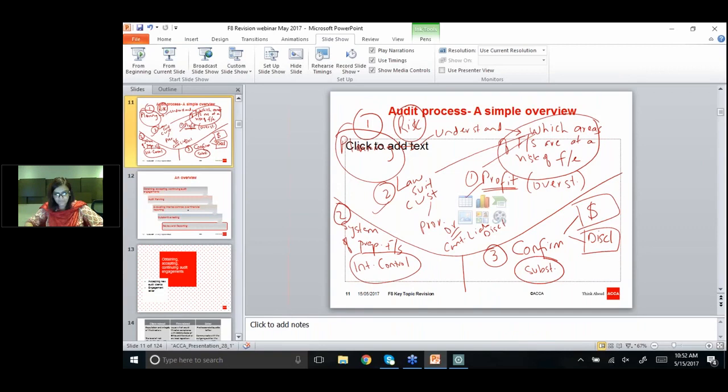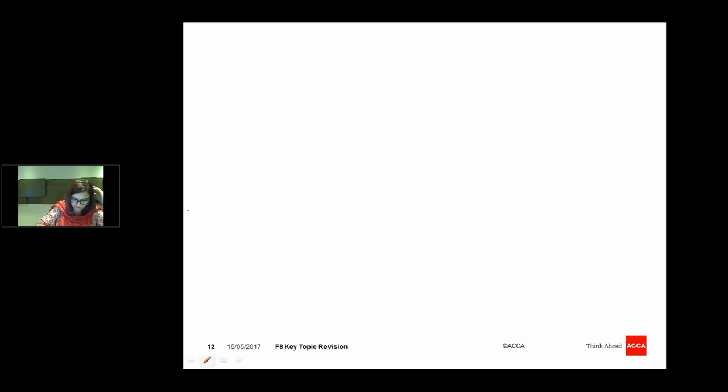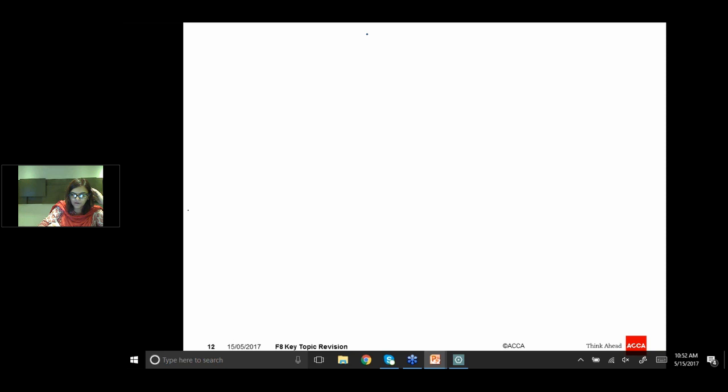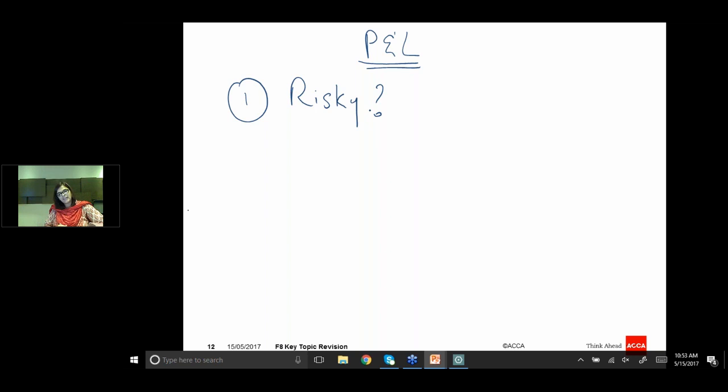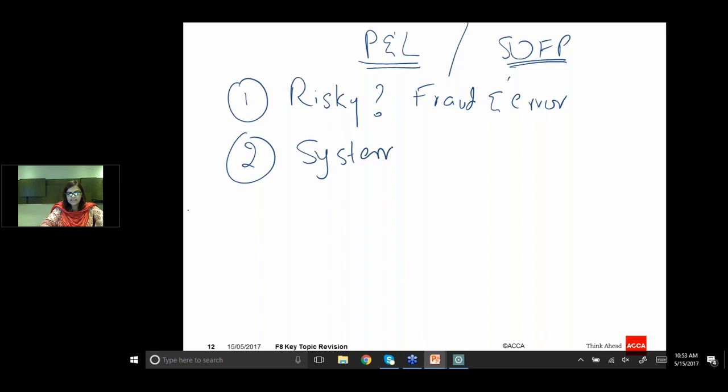If you're working on the sales figure in the statement of profit or loss, the first thing you did was you wanted to see if each area was risky or not. So each class of transaction, you wanted to find the chances of fraud or error. So fraud and error. You did this for each class of transaction. You have to do this for each account balance. Then you wanted to know the system of preparing financial statements.